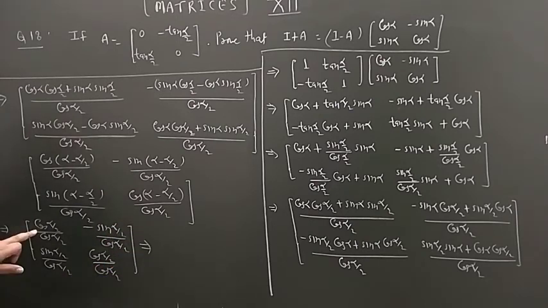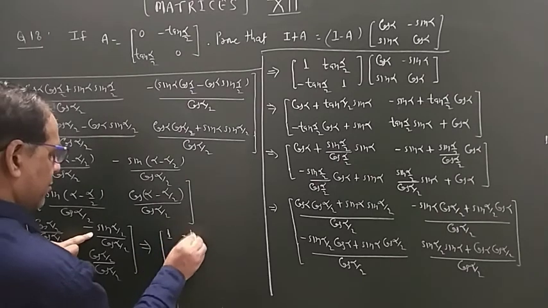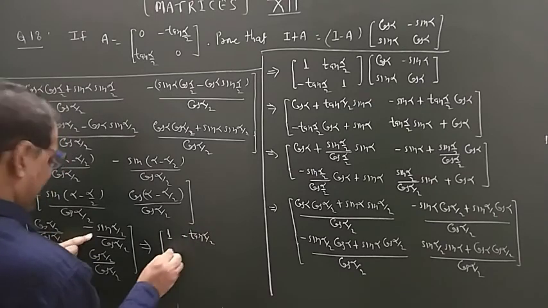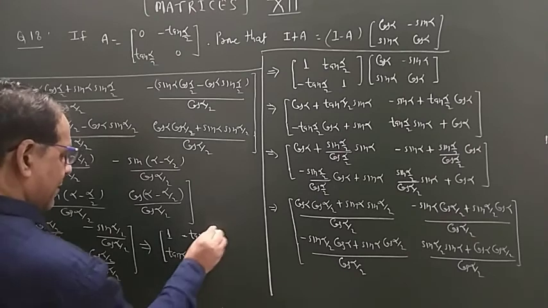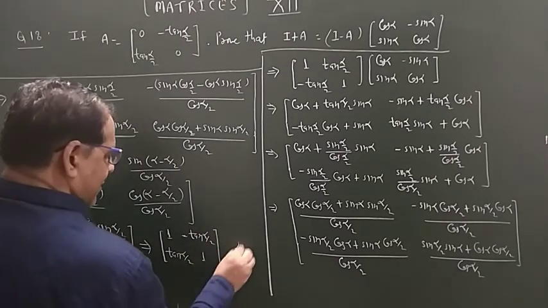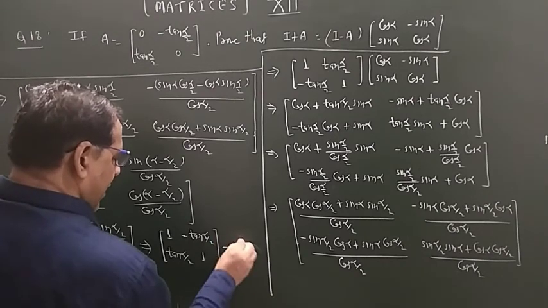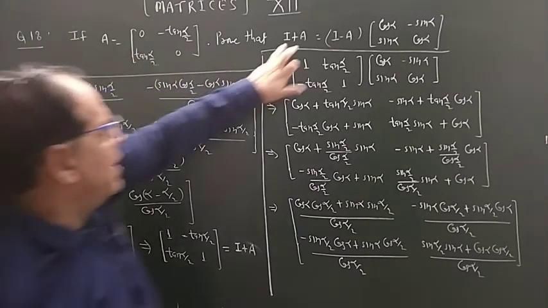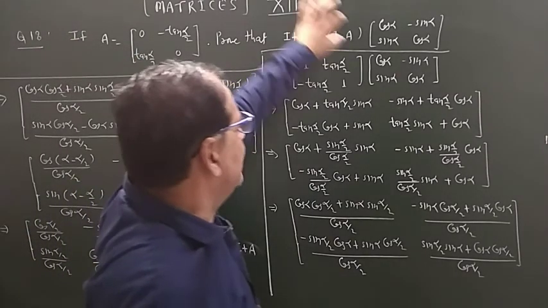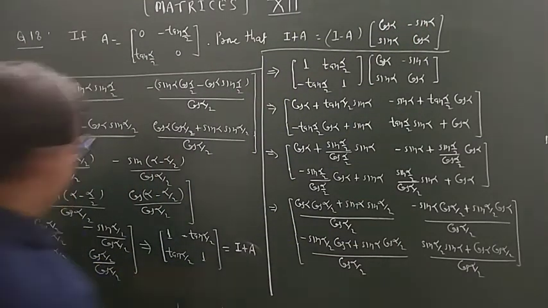So finally 1, this becomes minus tan alpha by 2, tan alpha by 2 and 1. This left hand side is equal to I plus A. So here we start with A. First we find I plus A, next we find I minus A, then multiply I minus A with this matrix and arrange this matrix in the form of I plus A.